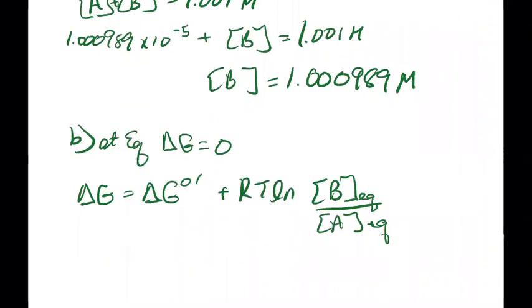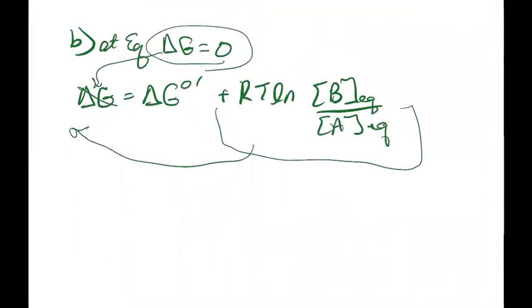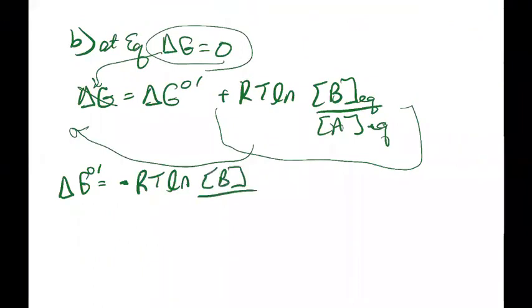Now, we just said we're at equilibrium, so delta G is 0. So plug in a 0 for that, and then move all of this over there, so delta G naught prime stays positive. I get delta G naught prime is equal to negative RT ln of B over A at equilibrium. What do we call that? We call that K. So you can put K eq if you want.